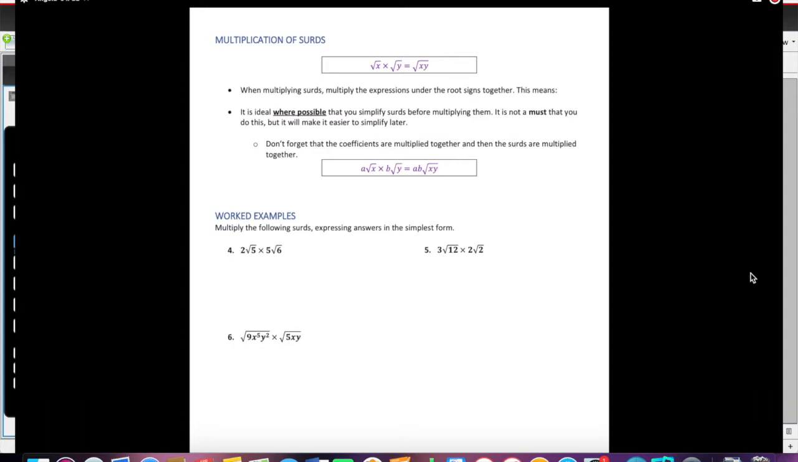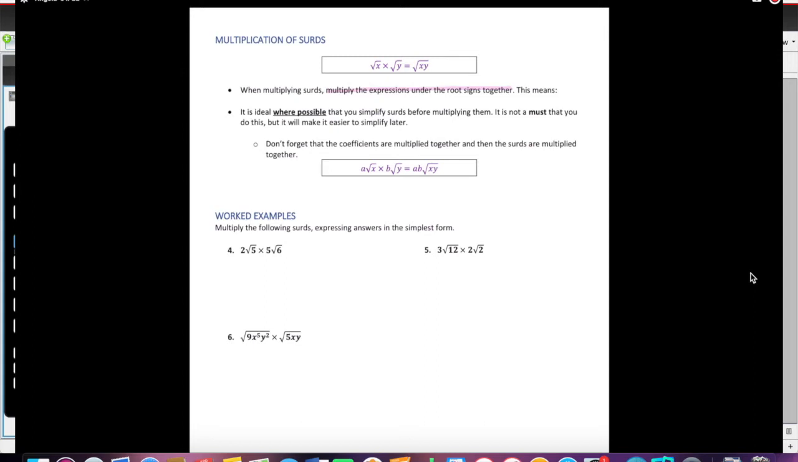So basically here, when multiplying surds, we multiply the expressions under the root sign together. So this means, where possible, simplify your surd before multiplying them. It's not a must that you have to do this, but it will make it easier to simplify the surd later. Don't forget that the coefficients are multiplied together and then the surd is multiplied together.